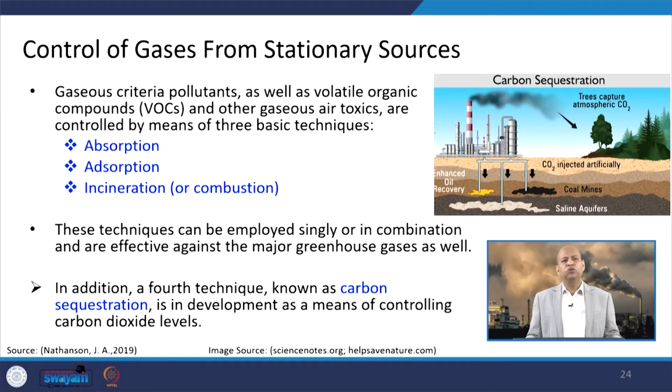Then if we talk about control of gases from stationary sources, right. So, we see absorption or adsorption or incineration, any kind of thing is applicable depending upon the properties of these gaseous pollutants, like whether these are hydrocarbons, volatile organic compounds or air toxics. Okay. So, combustion can be there. If air toxics are there, it is better to burn them completely, right. Then these techniques can be employed as a single device or a combination of different devices basically. And the fourth technique, carbon sequestration, is also emerging to control or capture CO2 emissions, carbon dioxide emissions, because of this greenhouse-related problem.